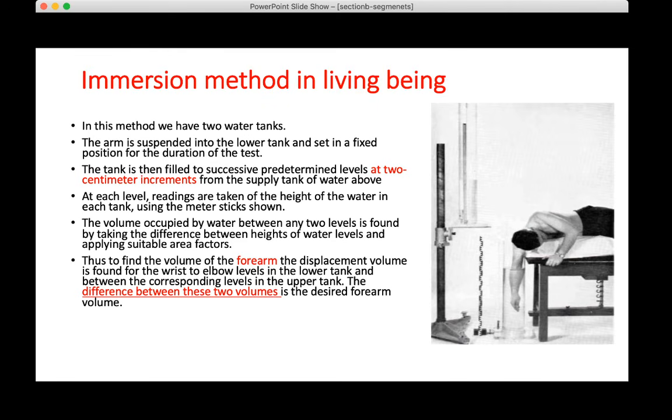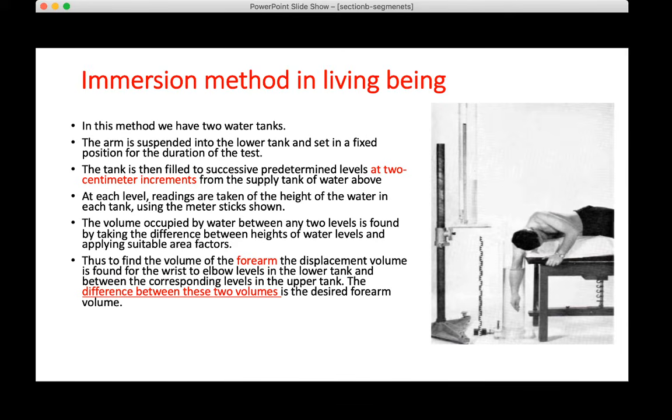So for example, focus on the last point. To find the volume of a forearm, the displacement volume is found for the wrist to elbow. So we will start from the wrist because the forearm starts from there. From wrist to elbow they will look into it. From there they will get to know the value of the displaced water up to the forearm. Okay. So to find the volume of the forearm, the displacement volume is found for the wrist to elbow levels in the lower tank and between the corresponding levels in the upper tank. So they will get the two values. Now the difference between these two volumes will give you the volume of the forearm.